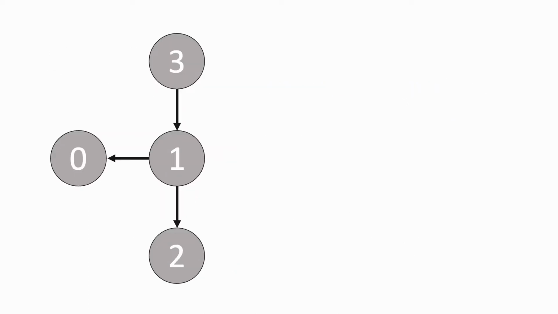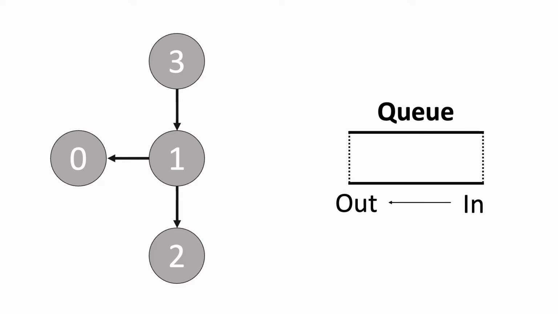Kahn's algorithm works by using a queue to traverse and keep track of the nodes. The first step is to add any nodes with an in degree of 0 to the queue. As a reminder, the in degree of a node is the number of incoming edges to that node. So node 3 has an in degree of 0, and all the other nodes have an in degree of 1.